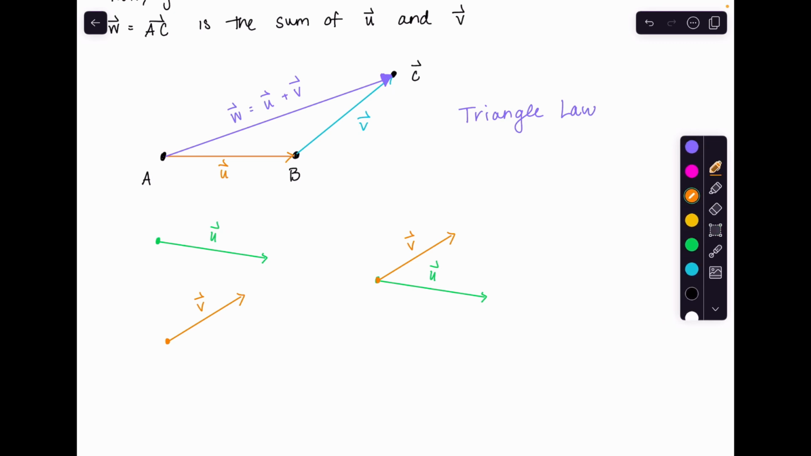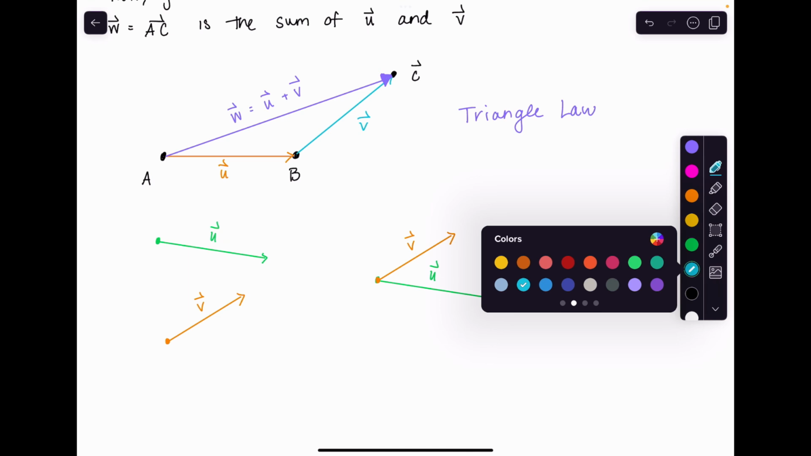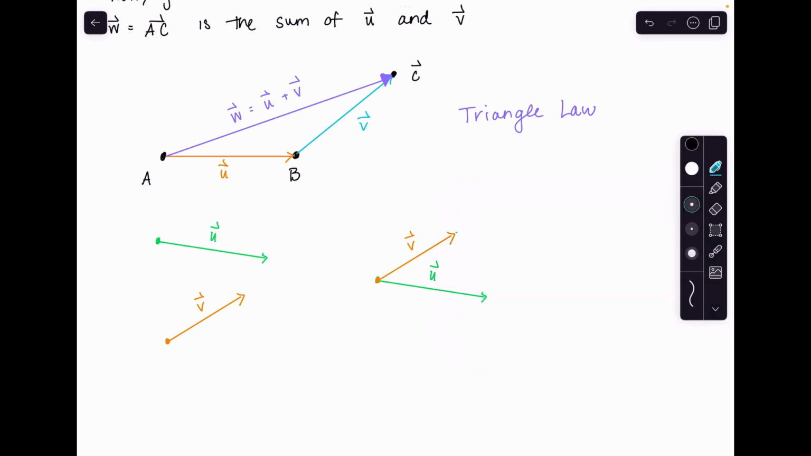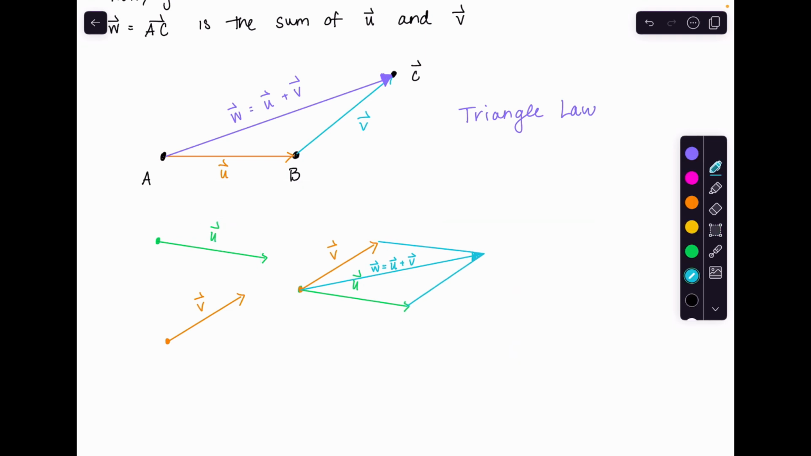Then we can create a parallelogram out of these. Let's see. So we draw a parallel line here, a parallel line here, and connect it as best as we can. And then the way I add these two vectors is I just create the diagonal between these two. So this right here would be my vector W, which is U plus V. Okay. So this method of adding two vectors is called the parallelogram law.